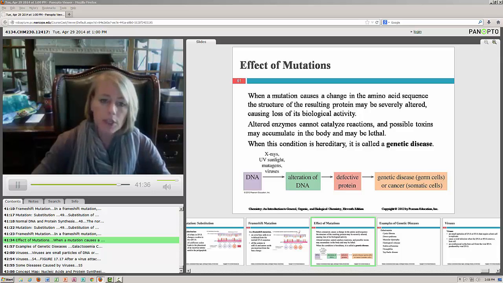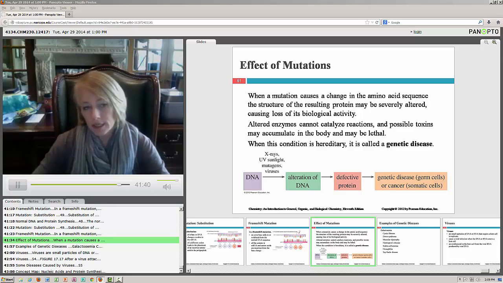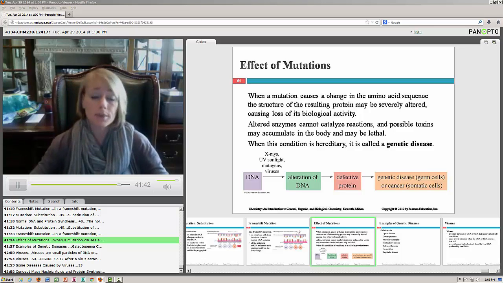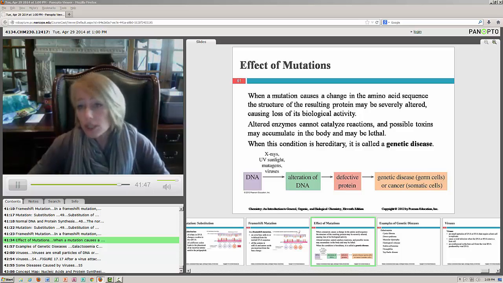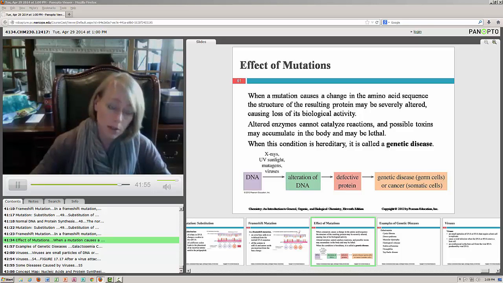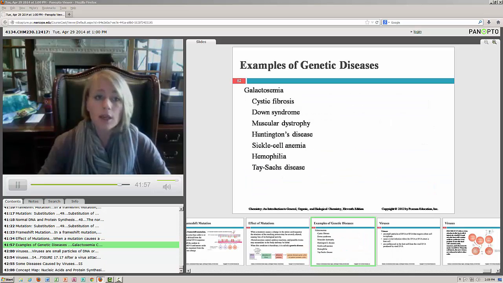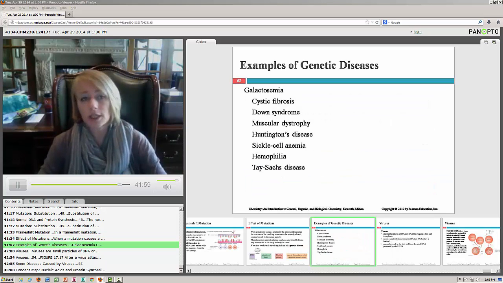The effects of mutation: sometimes no effect, other times you have genetic diseases. What can cause these types of mutations? X-rays, UV sunlight, and mutagens, which are chemicals that can genetically change how the DNA is behaving or covalently bonding. Viruses can also affect it. So for examples, again, you can go back and check these diseases.